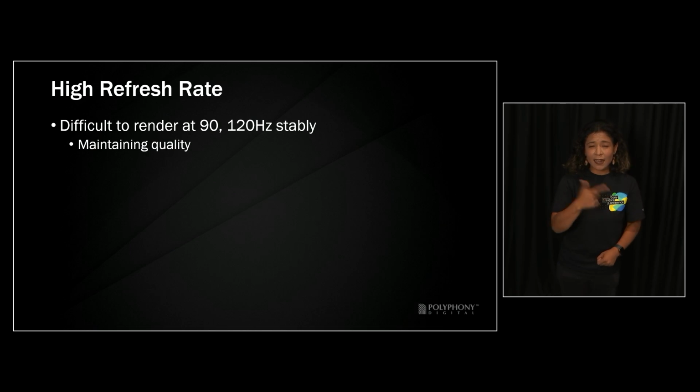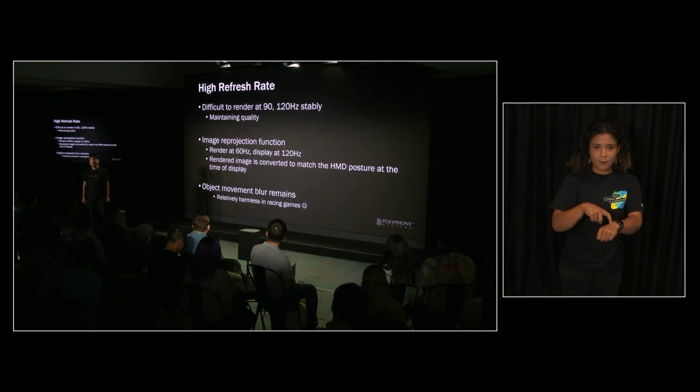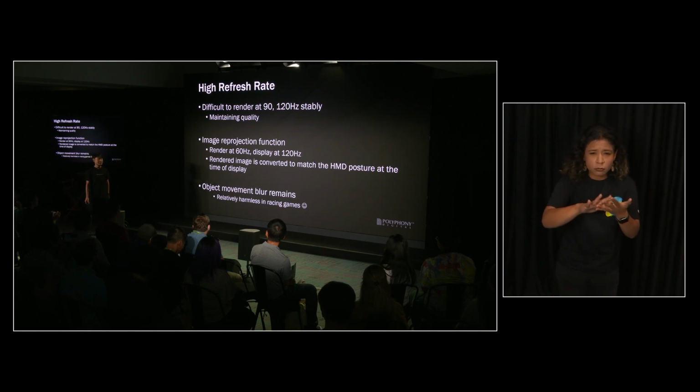Another issue is how to achieve a high refresh rate. Rendering at refresh rates such as 90 Hz or 120 Hz while maintaining quality was difficult due to load constraints. This is why the reprojection function is used. This function renders at 60 Hz and displays the screen at 120 Hz. The rendering results are converted and displayed according to the posture of the head-mounted display at the time of display. In general, object movement blur remains, but this is relatively harmless in racing games.